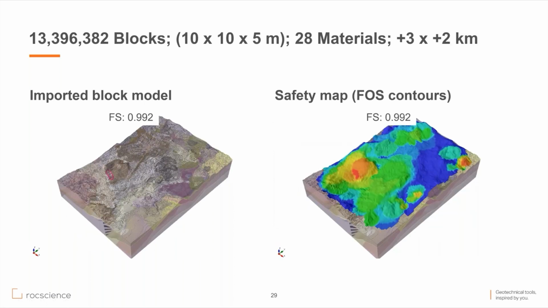And this is another example to show you a block model which had 28 material properties imported, covering a distance of 3 by 2 kilometers in dimension, and with the results contoured as a surface safety map. In this example, a total of nearly 13.4 million blocks were imported at 10 by 10 by 5 meter spacing.